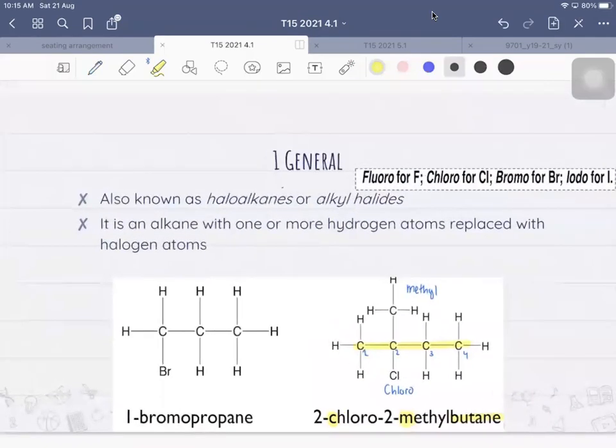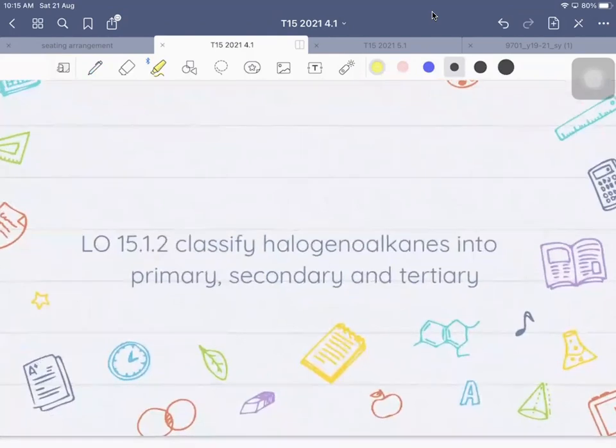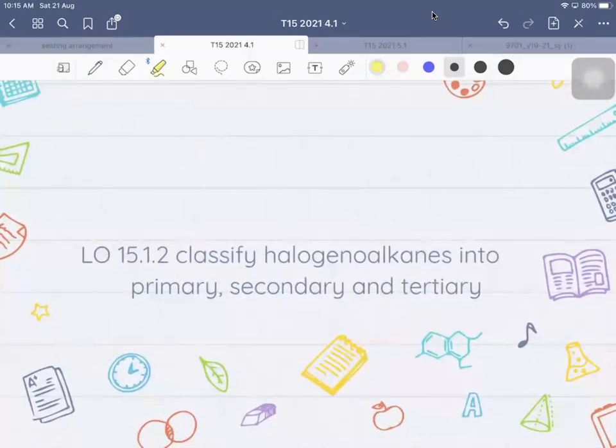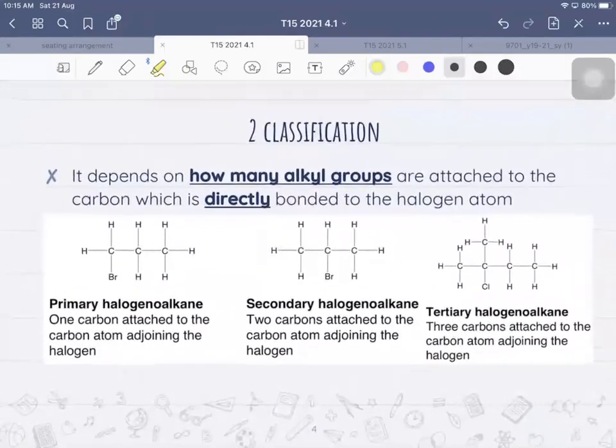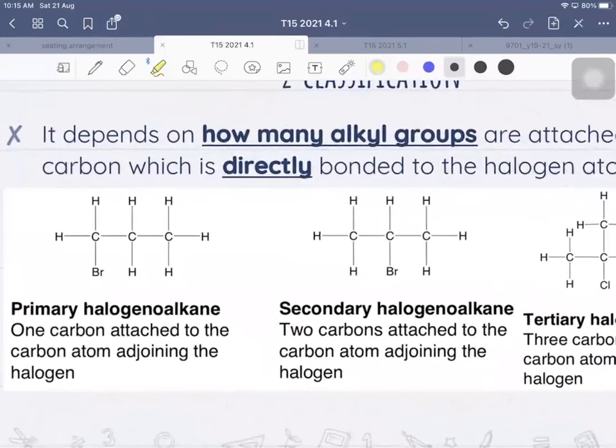Okay, moving on to our first learning objective, which is to classify halogenoalkanes into primary, secondary, and tertiary. Okay, Apple has just joined us. So we classify halogenoalkanes as primary, secondary, and tertiary in the same way you classified carbocations. In the previous topic, I introduced to you the idea of primary, secondary, and tertiary carbocations. So for halogenoalkanes, we have the same system.